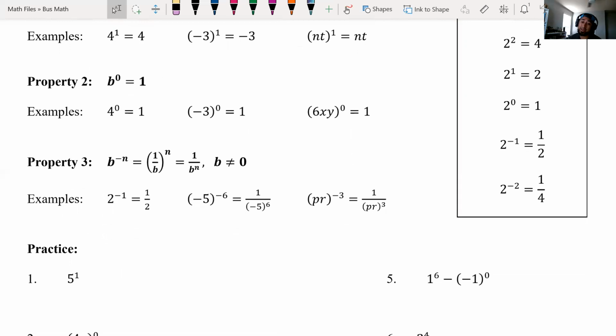Okay. 3, the negative exponent rule. b to the negative n says that if you have a base or any number raised to a negative exponent, then you can rewrite it as a fraction, 1 over b to the n. I would mainly worry about this final form, 1 over b to the n. So b to the negative n is 1 over b to the n. Examples of that: 2 to the negative 1 becomes 1/2. Negative 5 to the negative 6 becomes 1 over negative 5 to the 6. And PR to the negative 3 becomes 1 over PR cubed. Okay, so these are 3 important exponential properties. And of course, we'll practice them down below.